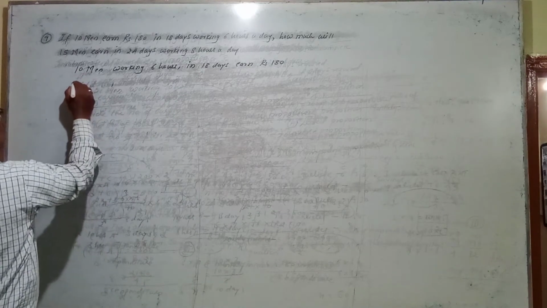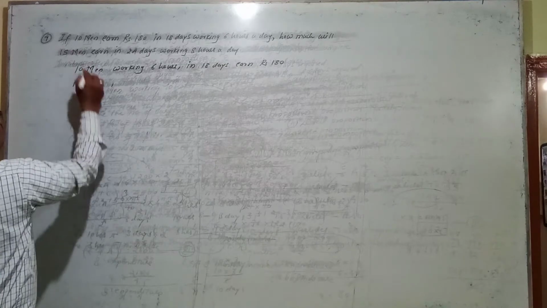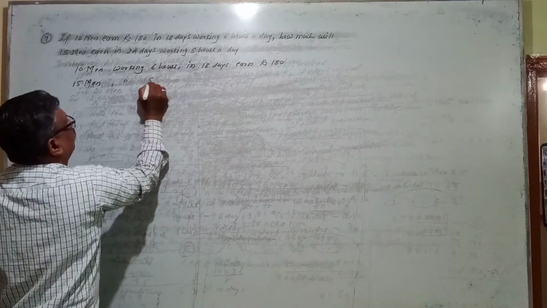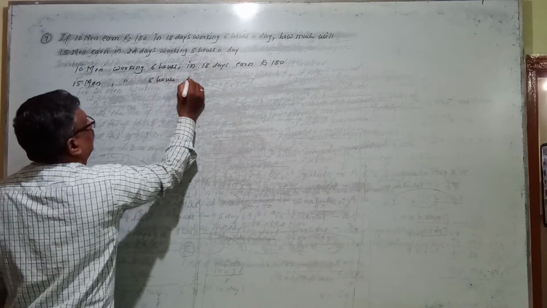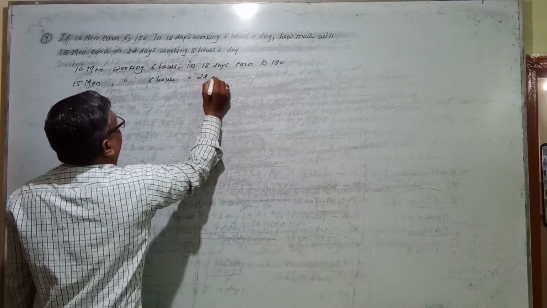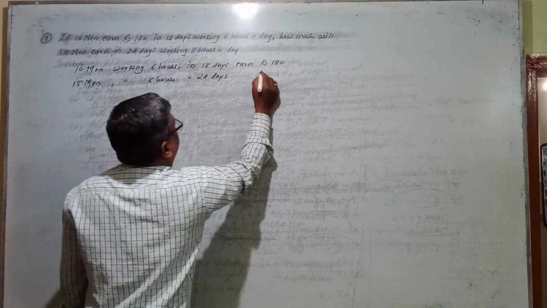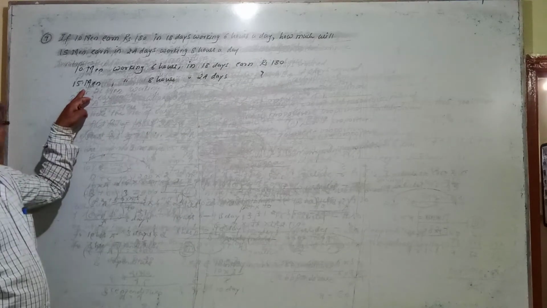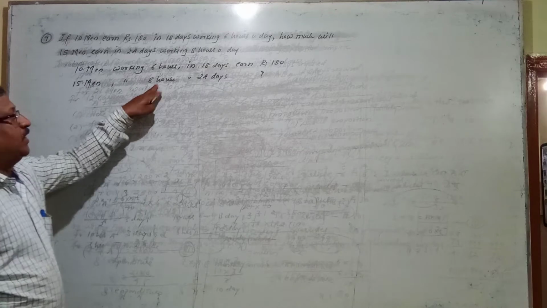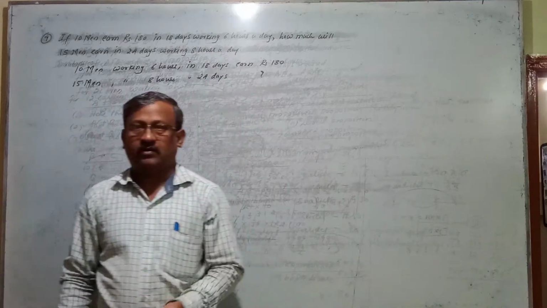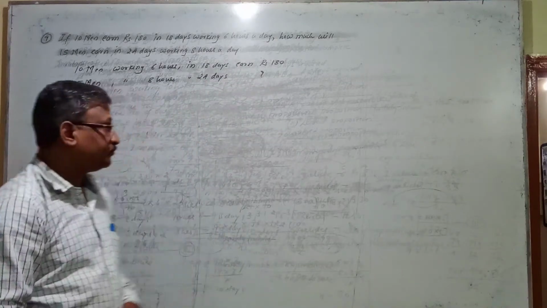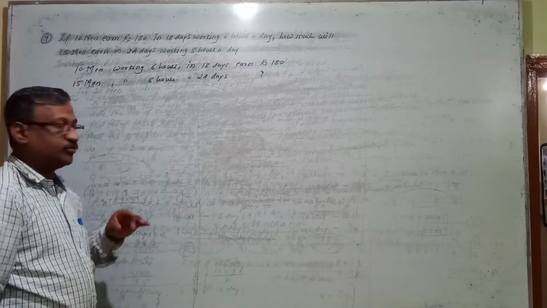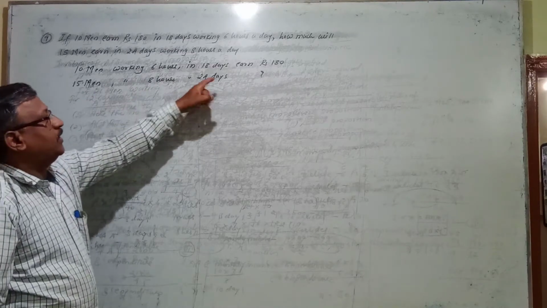What do you have to find? We have to find how much 15 men working 8 hours in 24 days can earn. That earning we have to calculate. So like this you have to put the equation. Now here we are having how many ratios? 4 ratios: men, hours, days and earnings.